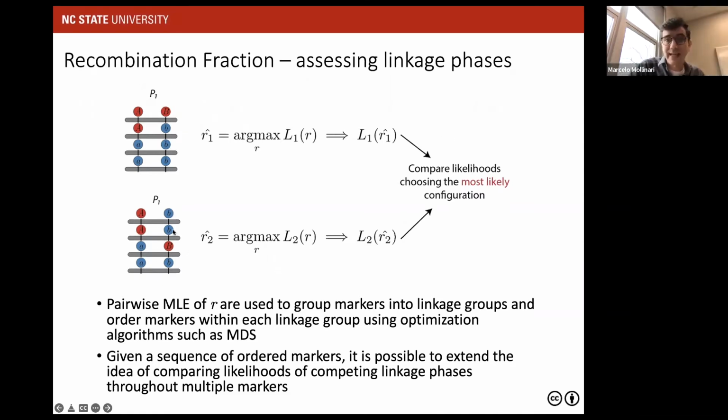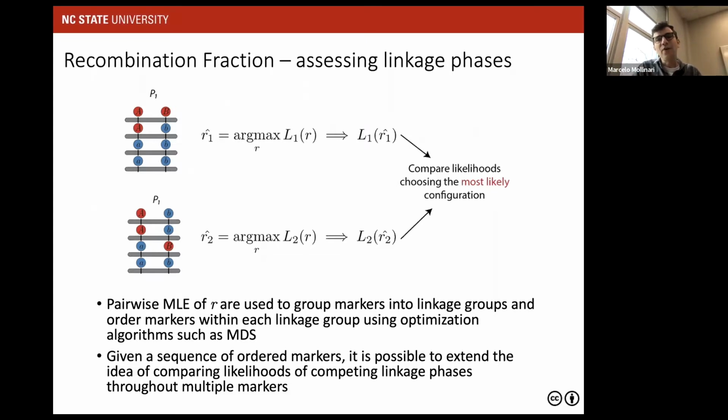And here we have the second configuration. And if you have that probability, you can build a likelihood function, right? You can maximize this likelihood function, obtain the recombination fraction. You can just compare what's the most likely configuration. So this will be a very easy way to do phasing by combining multiple markers, right?